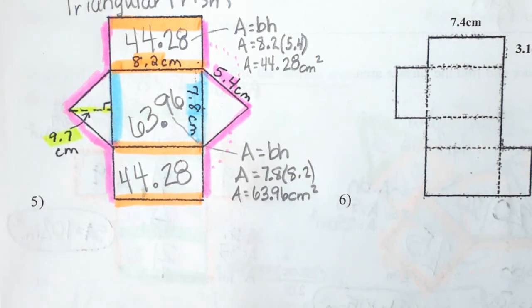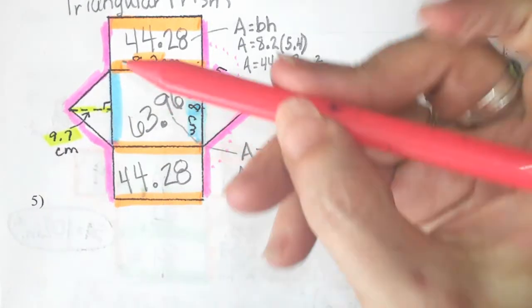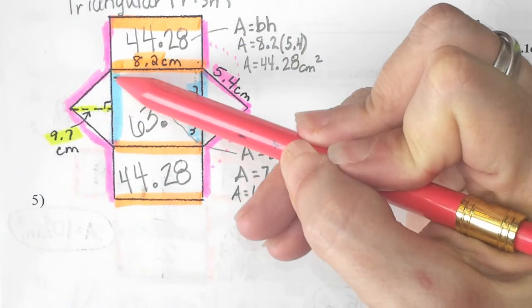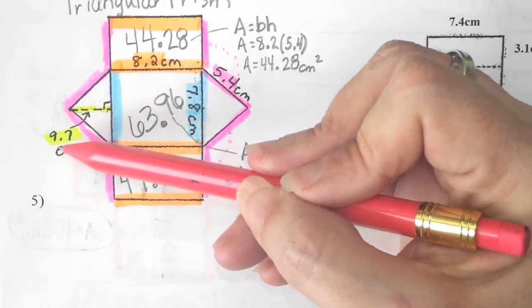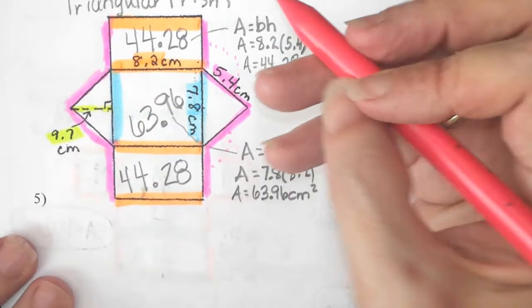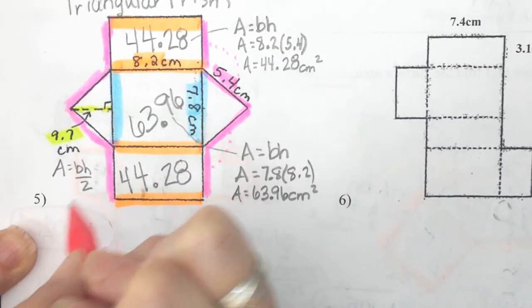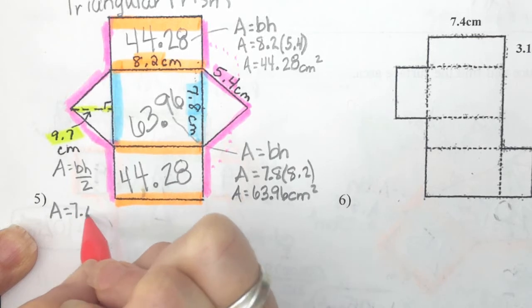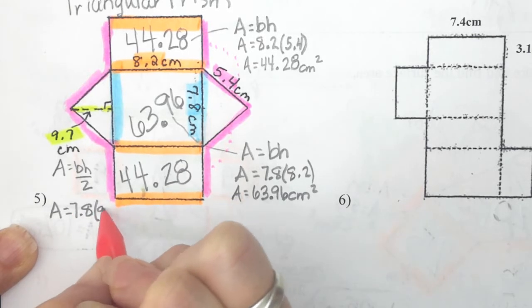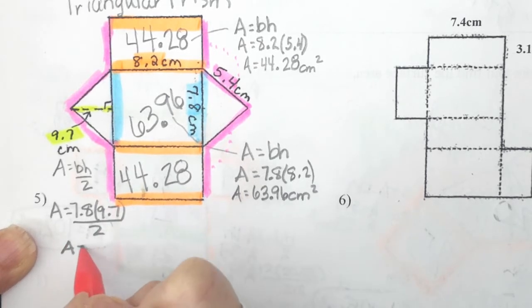Now, we need a perfect 90. Honestly, they drew it right there. So I know my base is 7.8 and my height is 9.7. So, doing the triangle, base is in blue at 7.8. Height is 9.7 divided by 2.